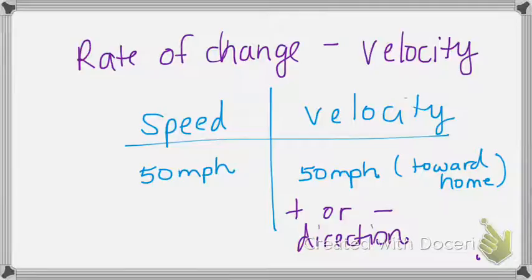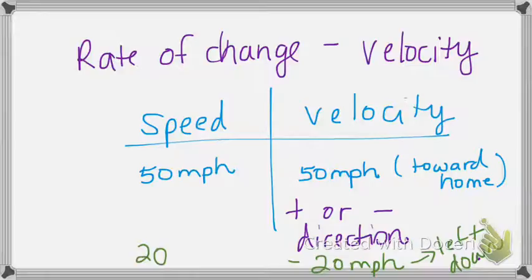So when I say I'm going negative 20 miles per hour, that means that I'm going 20 miles per hour, but I'm going in the opposite direction. Usually it's left or down if it's something that's on the graph. And the way that relates to speed is that speed would be 20 miles per hour.